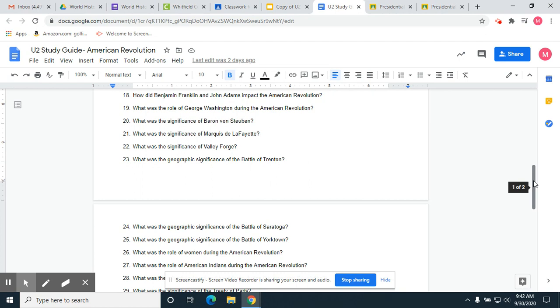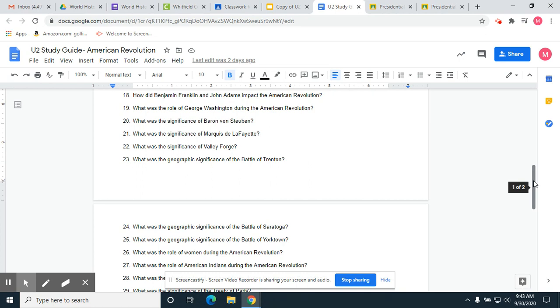Now number 24. What was the geographic significance of the Battle of Saratoga? The Battle of Saratoga is basically the retaking of New York. The reason this battle is so important is because it allows France to see that we can actually win. We can actually do this. So it gives them the confidence to join us. This battle allows France to see that we have some kind of momentum, so it gets them to join us.